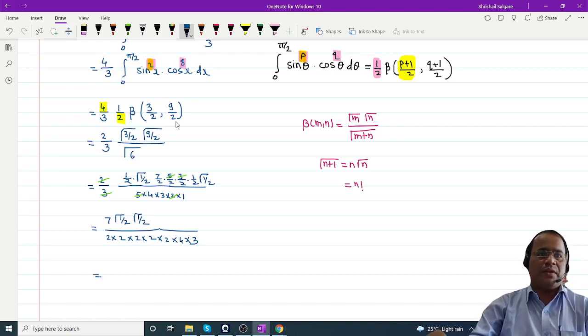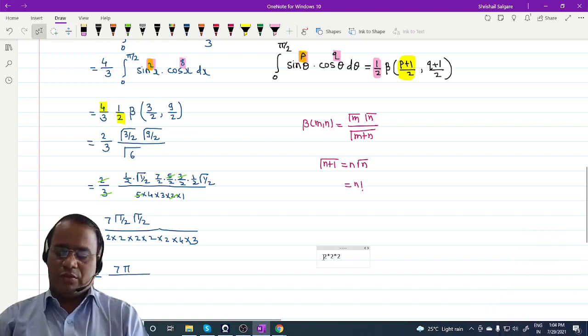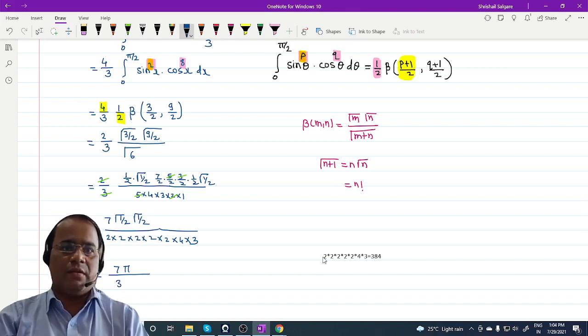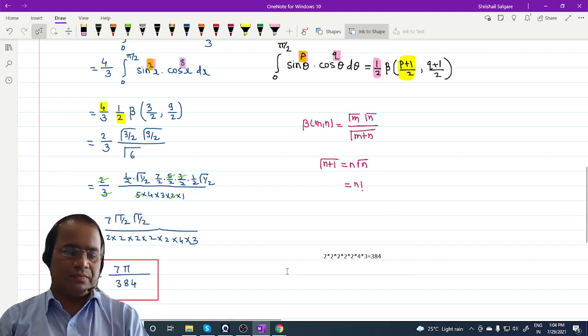So further, gamma 1 half is root pi, so it can be written as pi. What is the denominator term? 2 into 2 into 2 into 2, 5 times. Okay, I will perform it: 4 multiplied by 3, yes, 384. Verify all of you. So this answer is 384. So the evaluation of the first integral I is given by 7 pi divided by 384. I think it is correct now.